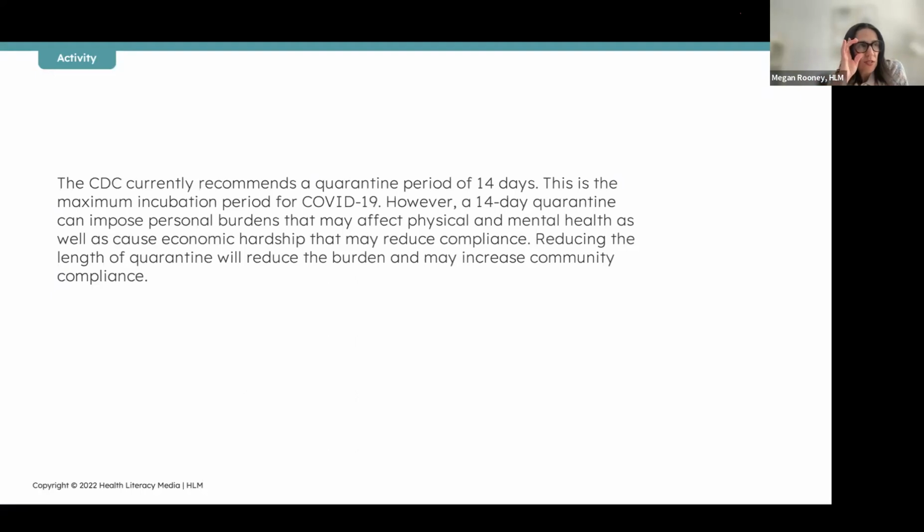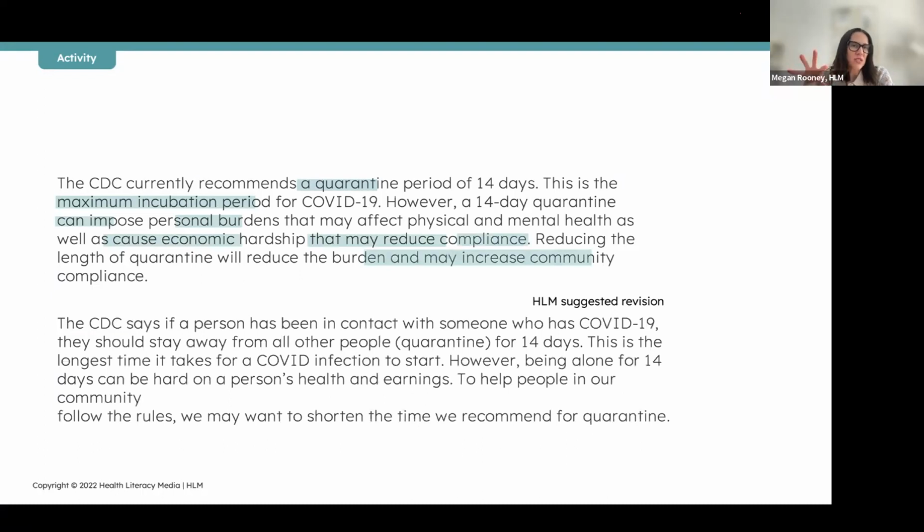What about the words it's using? So when we read this, we think about saying this to our grandmother or a small child. Think about how you would say this to your neighbor. Would you explain it this way? You probably wouldn't use a lot of these words. So quarantine, maximum incubation period, impose, personal burdens, cause economic hardship, reduce compliance, increase community compliance. Jargon. So it's full of jargon.